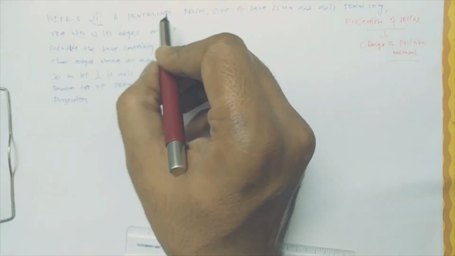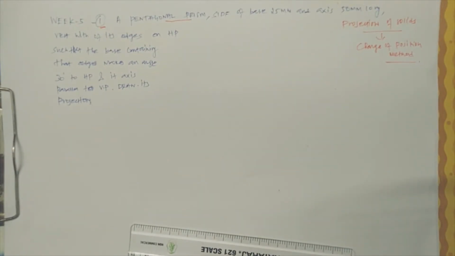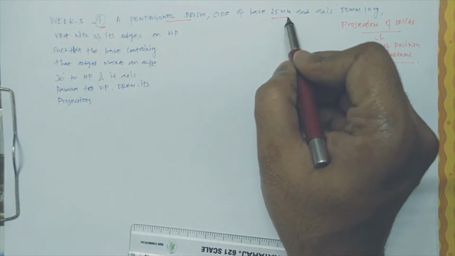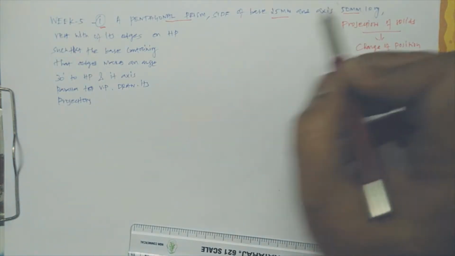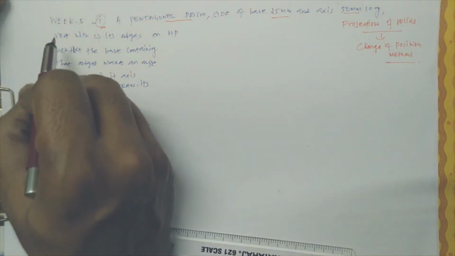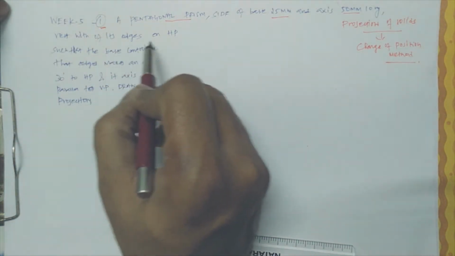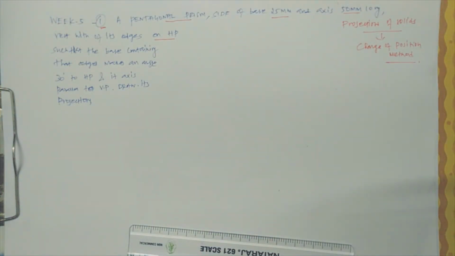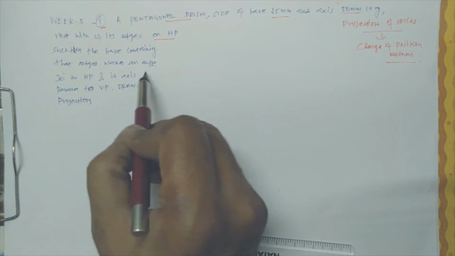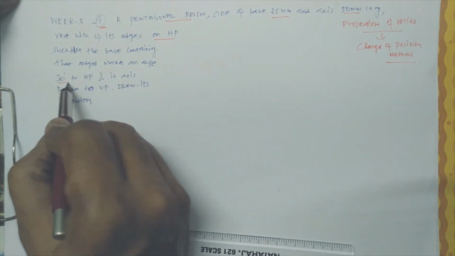It is nothing but a pentagonal prism, a pentagon having 5 faces. Pentagonal prism, sides of base is 25 mm and axis 50 mm long. That's it. So it rests with its edge on HP, such that the base containing the edge makes an angle of 30 degrees to HP.